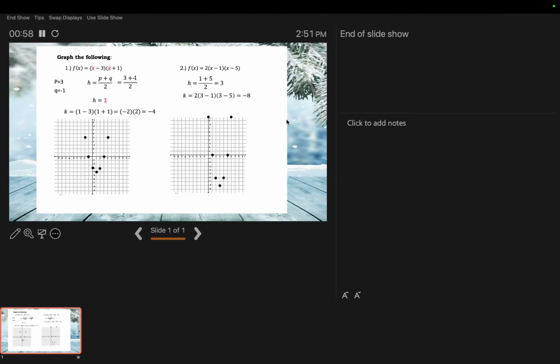So definitely quicker than foiling everything out and computing H and K that way. If you can just remember to add and divide by 2, that's actually a pretty simple way to do the problem. That's about it.